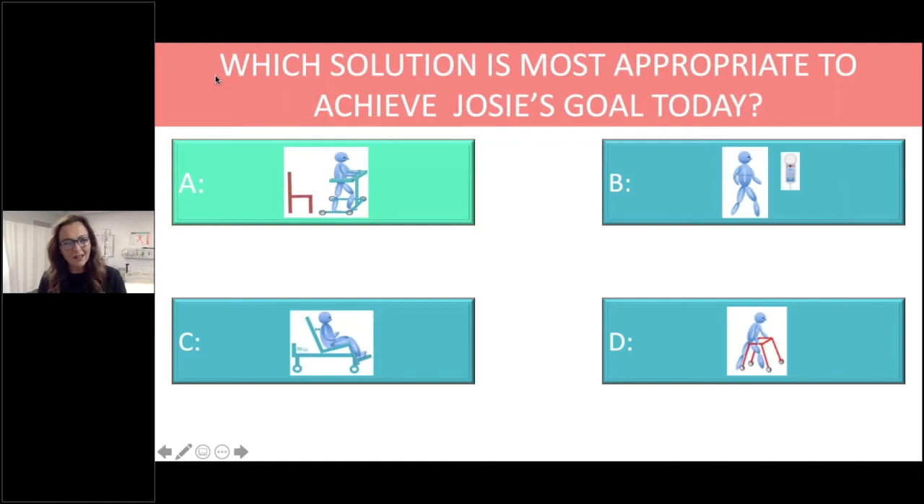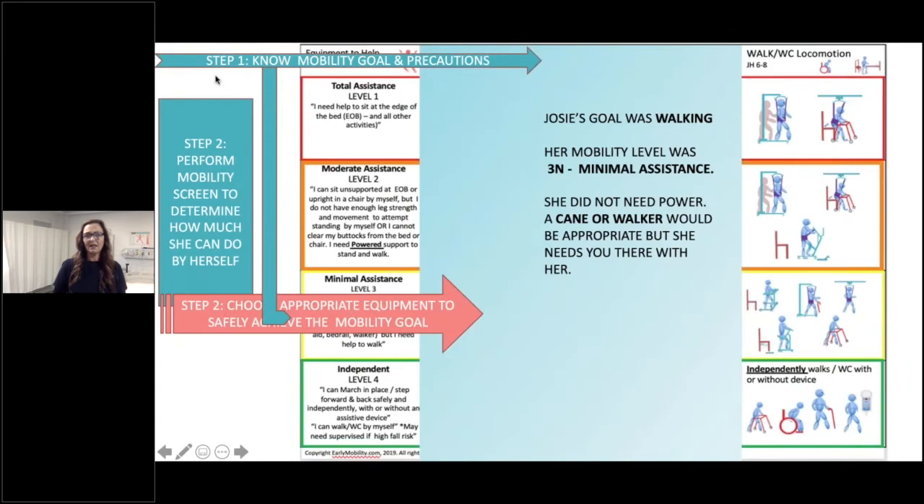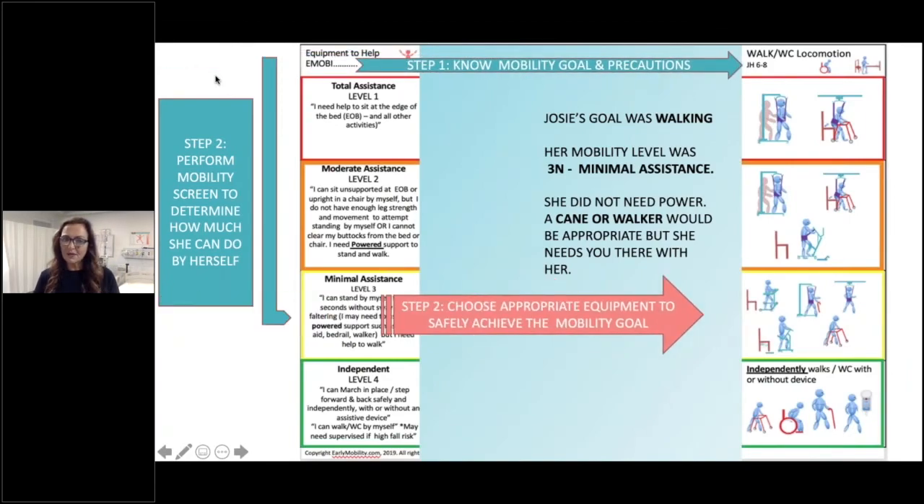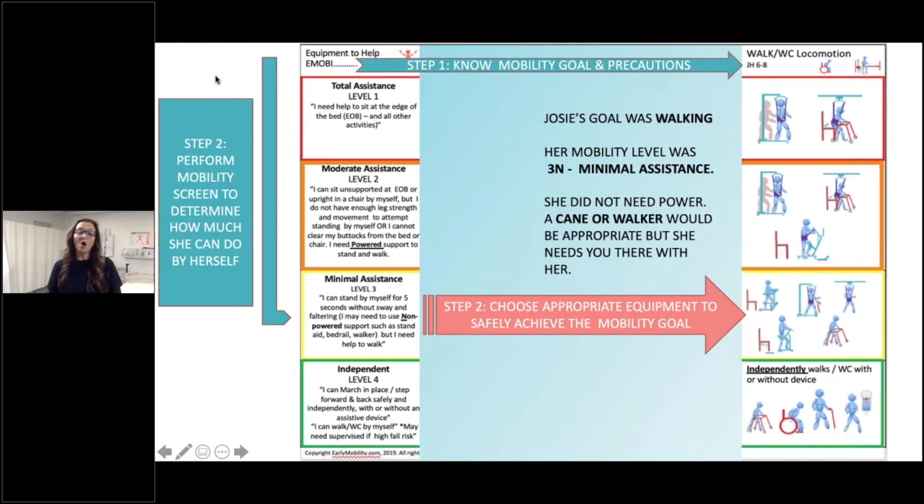Josie was still unsteady walking and still at risk for falling. So it is safer to have an assistive walking device rather than just a walker for that high fall risk. So Josie's goal was walking. Her goal, she was minimal assistance, and we are going to use a walker, or she could use an ambulation harness if we're worried about her falling.